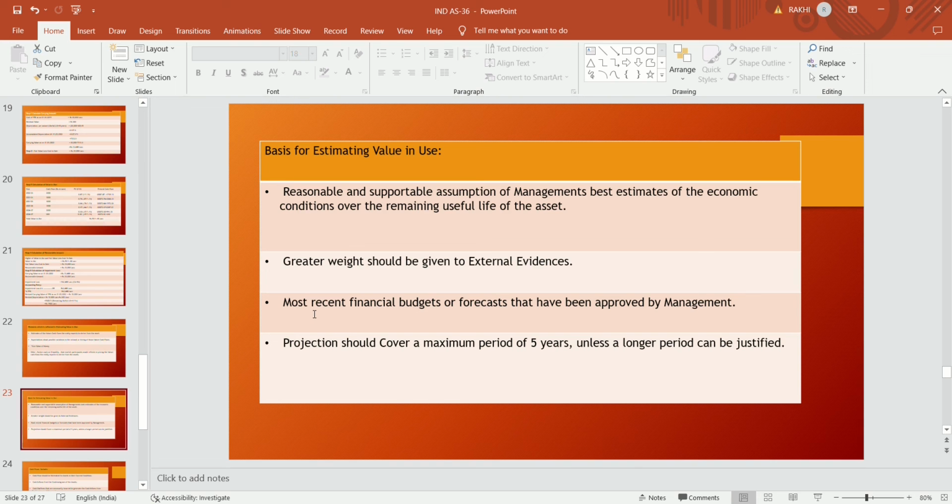Value in use is to be determined only for a maximum period of 5 years, not more than that, unless a longer period is required or justified. Unless it is required for a justified purpose, only then is a longer period to be considered. Otherwise, a maximum period of 5 years is to be covered for projection, which is the basis for estimating the value in use.